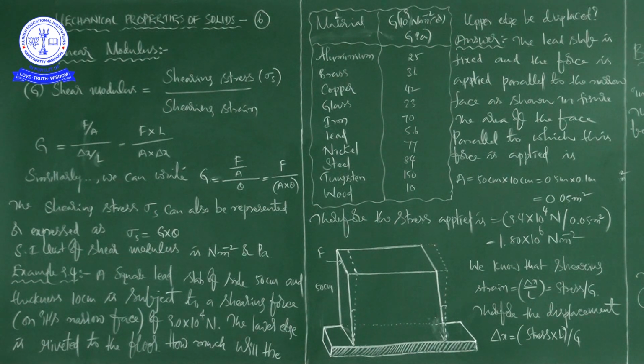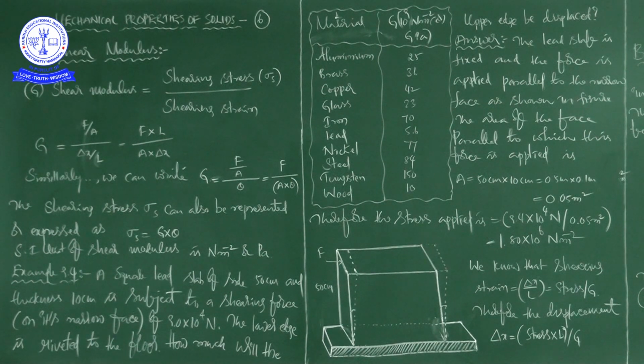See this. The ratio of shearing stress to the corresponding shearing strain is called the shear modulus of the material and is represented by capital G. So that is the definition I am saying. The ratio of shearing stress to the corresponding shearing strain is called the shear modulus of the material, represented by capital G.